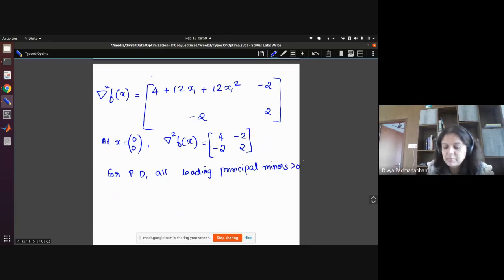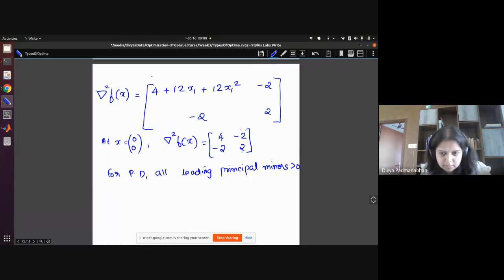You take the first term here. This is obtained by the first row, first column, only that entry. So that's four, and that's got to be greater than zero. Now, if you take the first two rows and the first two columns, that's the second leading principal minor. So determinant of that, which actually turns out to be the determinant of this matrix.